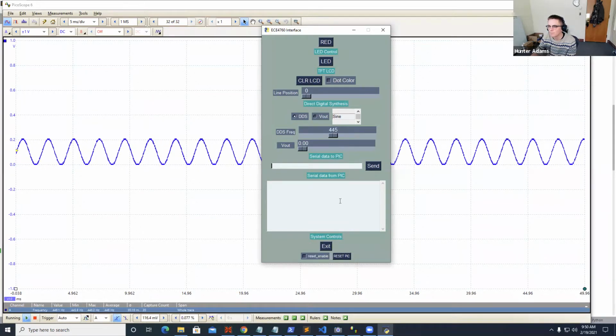Okay. So use the scope. Use the scope to make sure that you're getting the expected output from your DAC, that the output from your DAC agrees with what you would expect given your understanding of how direct digital synthesis works.